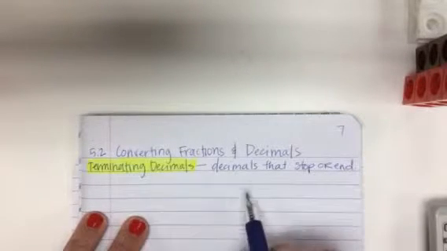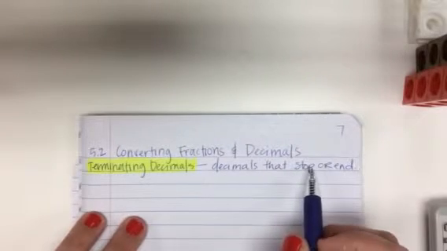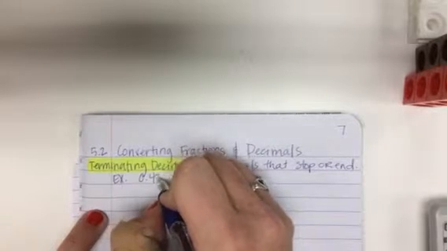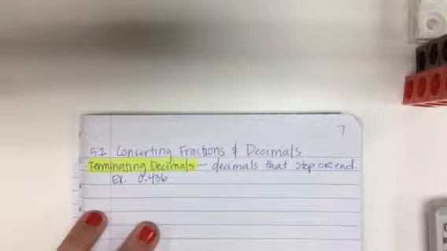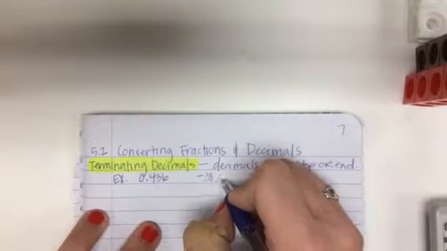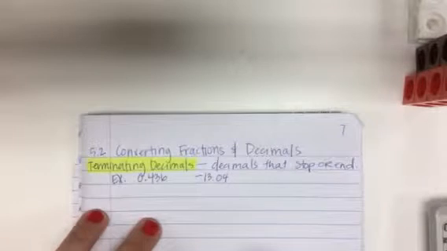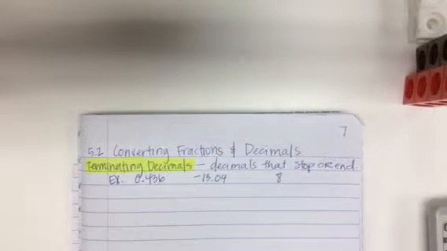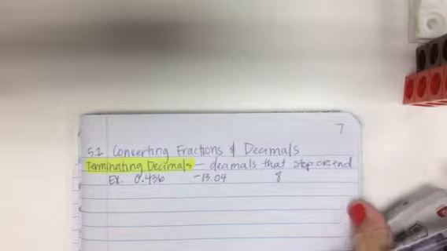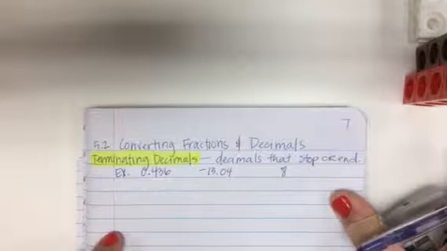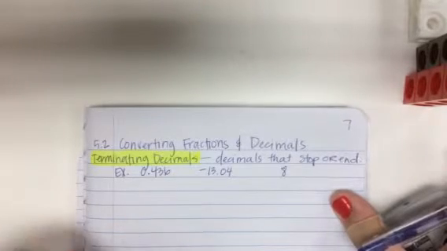Terminating decimals are decimals that stop or end. For example, 0.436, it stops. Negative 13.04, it stops. It ends. It terminates. The number 8. I mean, technically speaking, that's a decimal, isn't it? 8 point what? 0. We just don't write it. But it's a decimal that stops. It ends.